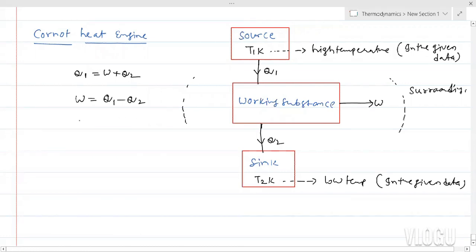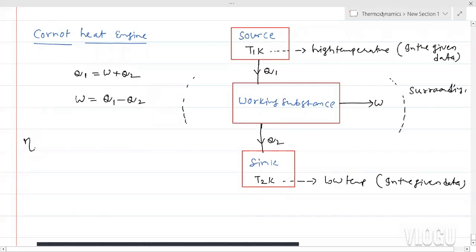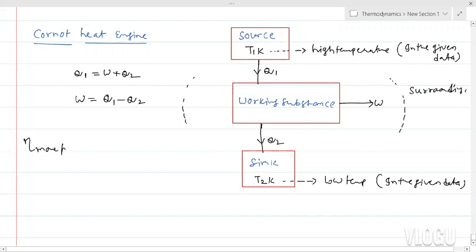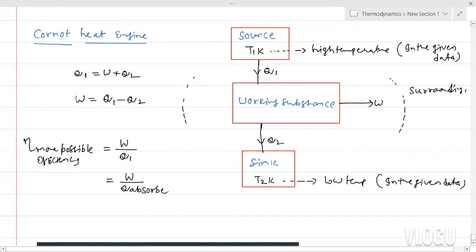After this, we will also write efficiency. When we speak in terms of Carnot heat engine, we call it the maximum possible efficiency. Don't read it as just efficiency. This is the maximum possible efficiency by any heat engine, equal to W by Q1. But instead of taking Q1, it is better to write it as W by heat absorbed in the process.